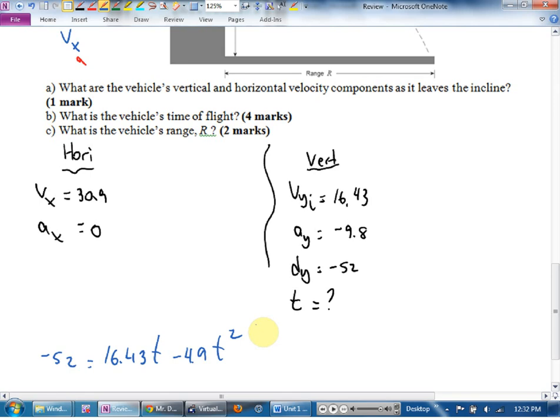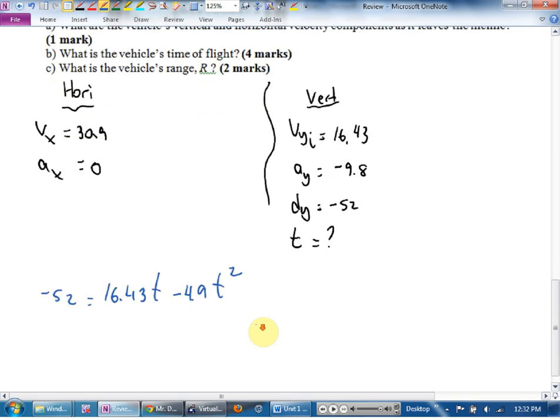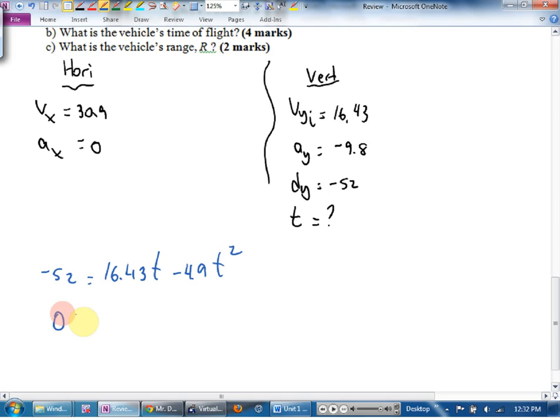Now, having said that, all of you, listen up for a second. You are totally allowed to use the quadratic solver. But if you do use the quadratic solver, you have to show this work somewhere for the marker. Otherwise, they may just assume that you cheated and copied the answer.